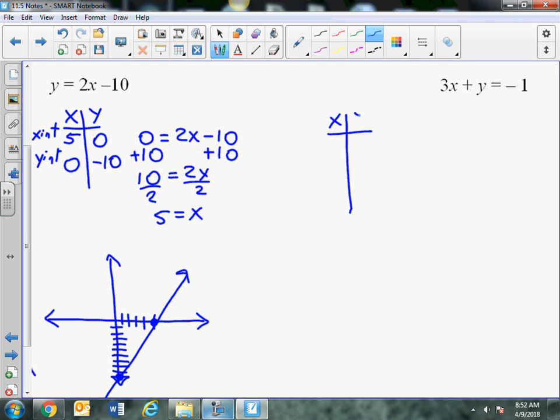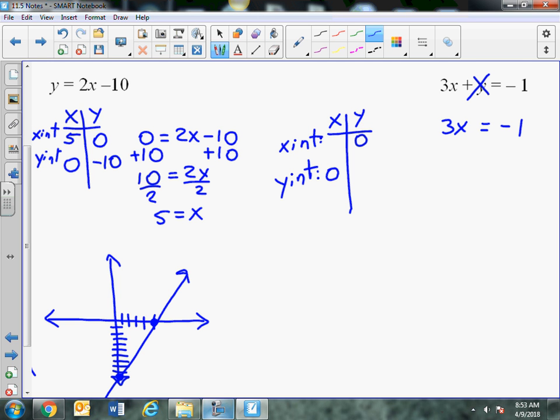So I'm going to make my table like I just did on the left. So I have an x-intercept. I also have a y-intercept. So put a 0 in here, put a 0 in here. Now again, if you put a 0 in for the y, you can cover the y up. You just get 3x equals -1.